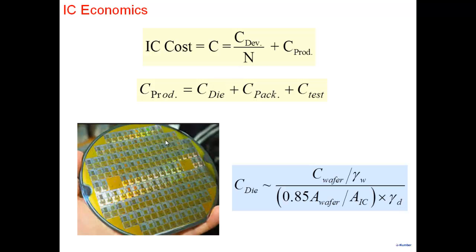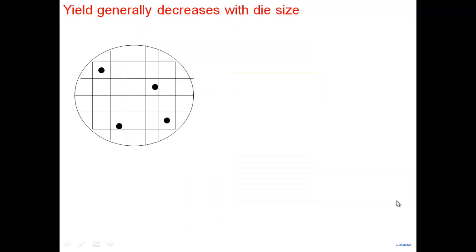So for example, the number of dies may be 500, but the number that are actually working may be 400. So the cost of the die is the cost of the wafer divided by the number of dies that you get multiplied by the yield. All right, so let's look at some numbers here.